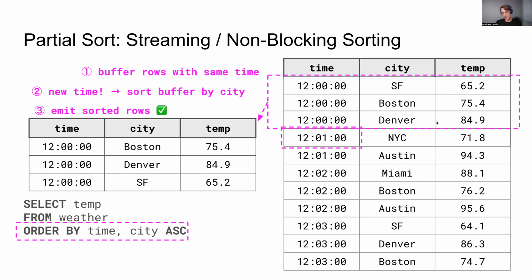You do have to sort them, right? So this potentially requires some non-trivial amount of memory, depending on how many rows there were that had the time of 12 o'clock. But at least you don't have to sort the entire relation, right? Because it's already partially sorted. You can just sort the unique keys and emit them.